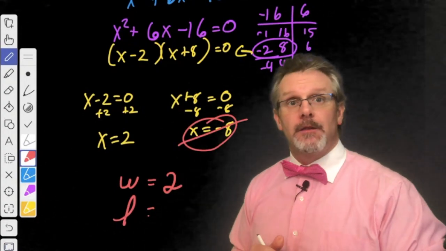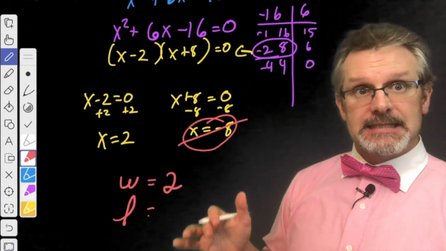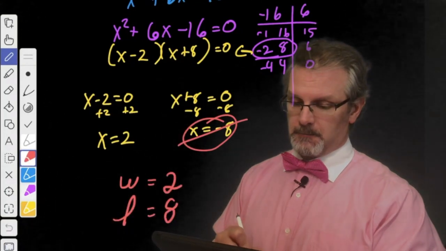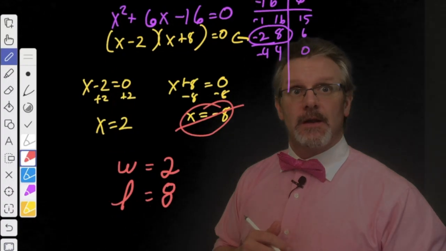And we want our length to be 6 feet longer. So if our width is 2, our length is going to have to be 8. Our length is going to have to be 8.